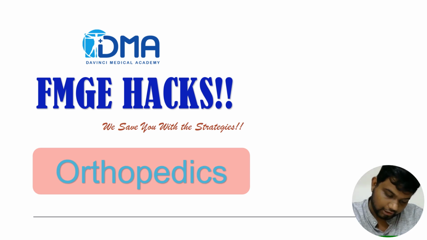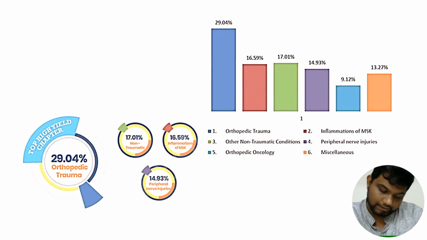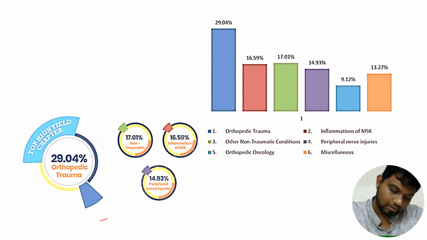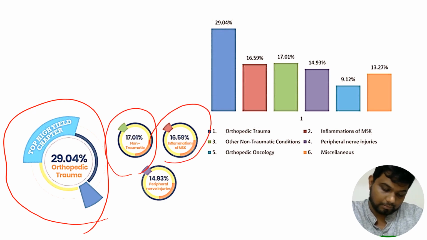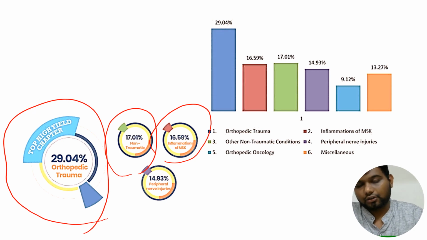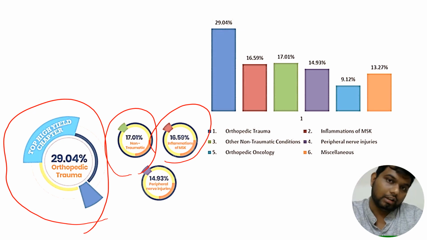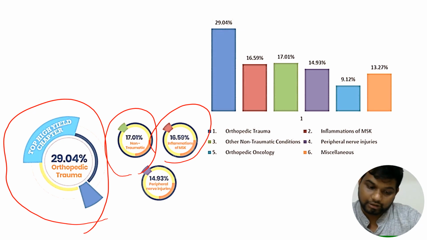So speaking of orthopedics, the high yield area is always trauma. Orthopedic trauma contributes 30%, while non-traumatic orthopedics contributes 17%, and inflammations of your musculoskeletal system contribute 16%. So technically speaking, 60 to 70 percent of the questions come from this area. Among the very important ones is your orthopedic trauma.